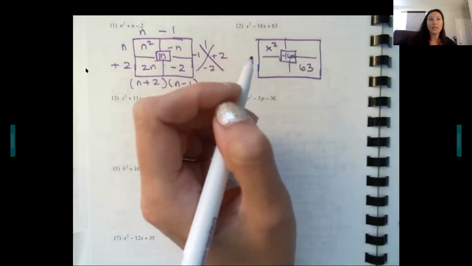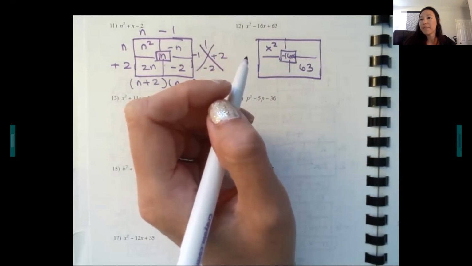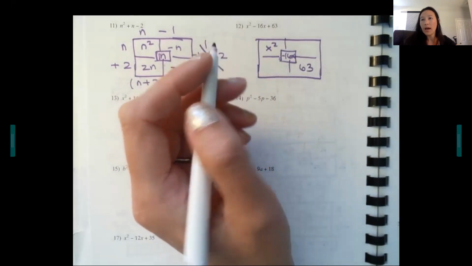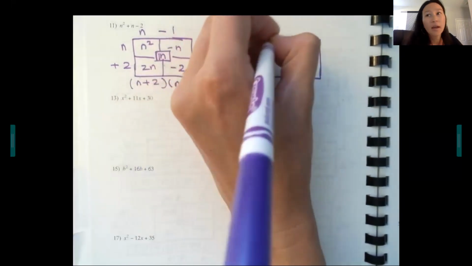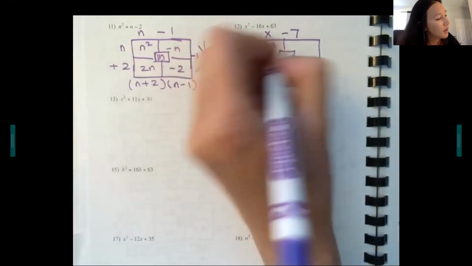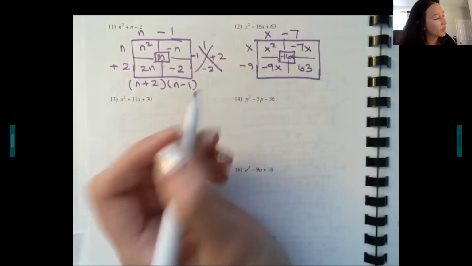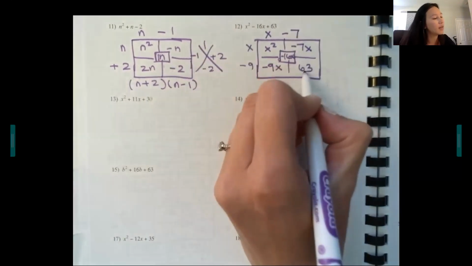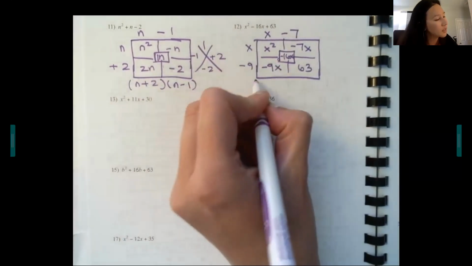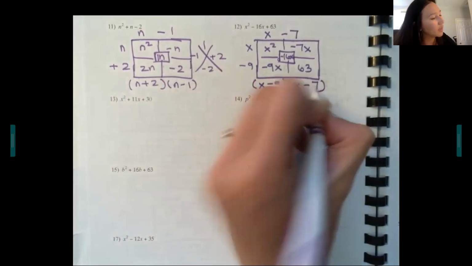Okay, and then Nathan, I saw you had sent your answer over in the chat. So let me see. You got x minus 7 and x minus 9. Very good, Nathan. So we get negative 7x and negative 9x, which adds to our negative 16, and then negative 9 and negative 7, which multiplies to give us our 63. So this is x minus 9 times x minus 7.